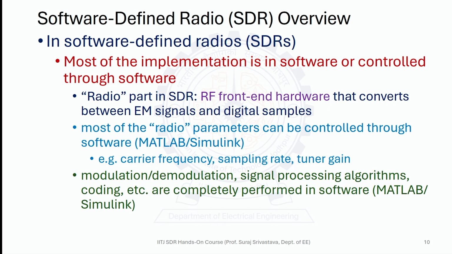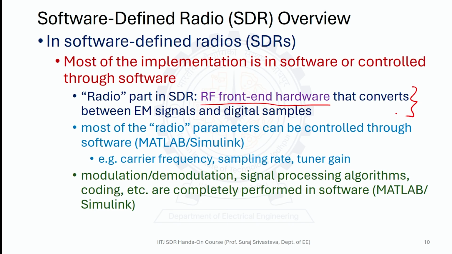Now in a software defined radio, when we say radio, the radio part mainly represents the RF front end, which is in the form of hardware. The RF front end is the hardware in the software defined radio that converts between the EM signal and digital samples. At the transmitter side, the digital samples are converted into EM signals, and at the receiver side, the captured EM signal is converted back into digital samples. So this part is mainly implemented in hardware.